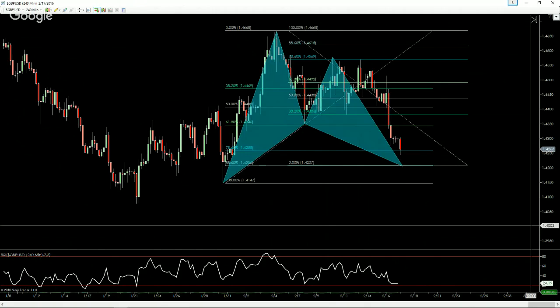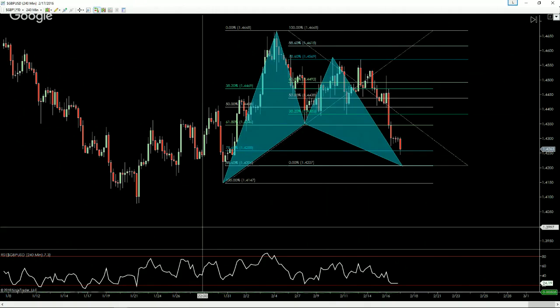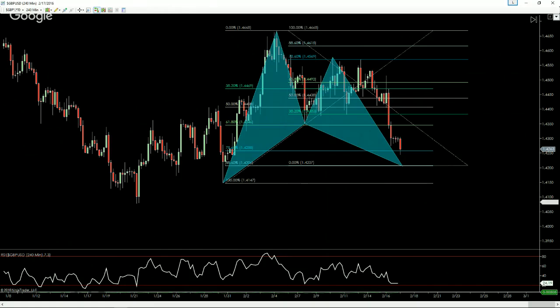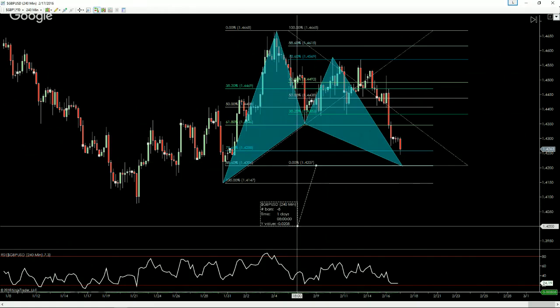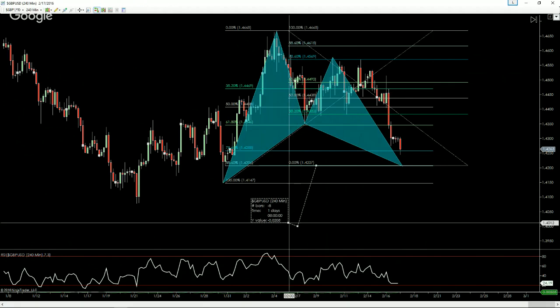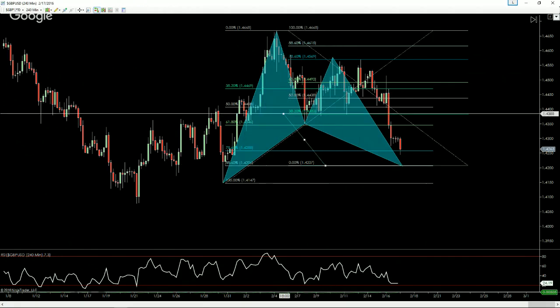ATR here on the 4 hours at least has been quite big, and you probably want to be below that, 140 even right here, to be safe with your stops. That would still give you about 200.